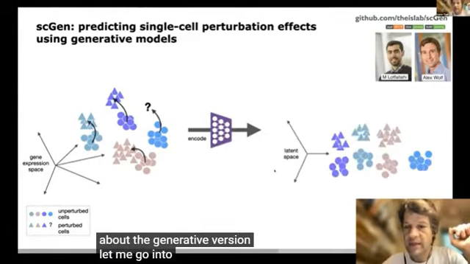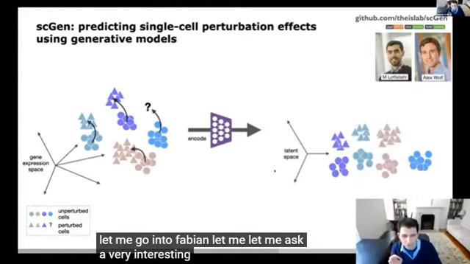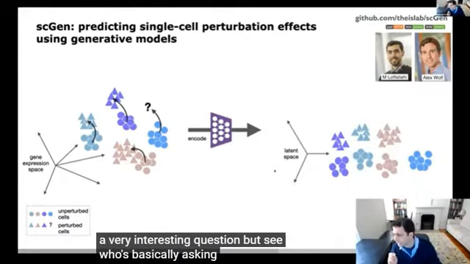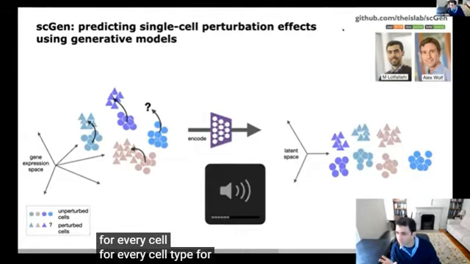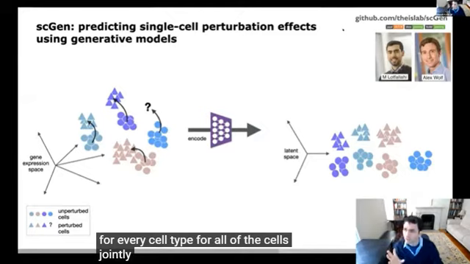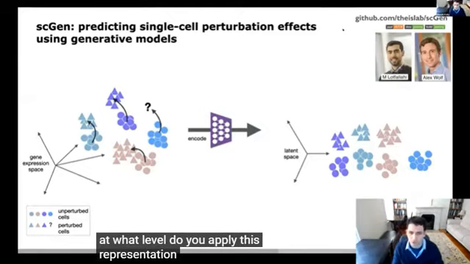Then we go into Fabian, let me ask a very interesting question by Steve, who's basically asking, do you do this for every cell type, for all of the cells jointly? At what level do you apply this representation learning?